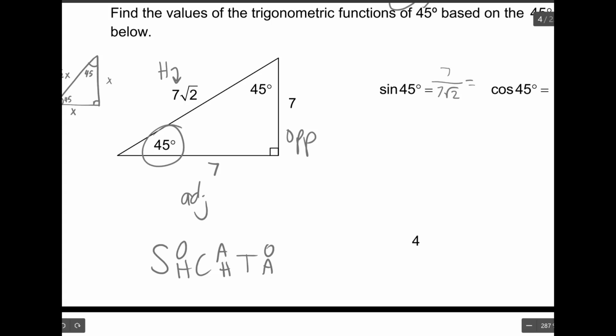So when I simplify this, I have 1 over root 2. How do I rationalize this? Multiply by root 2 over root 2. So root 2 over 2.